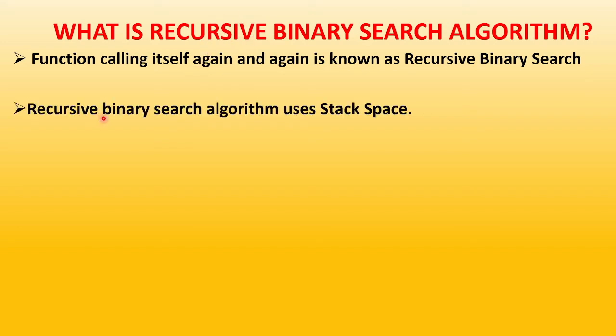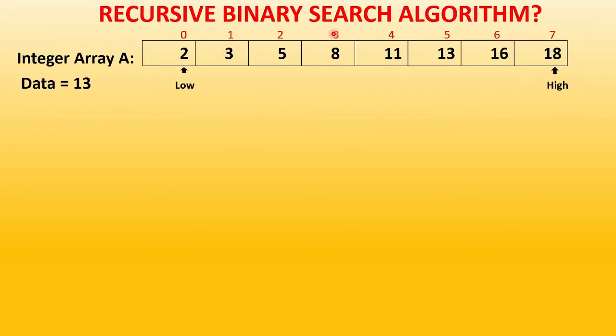a recursive approach. The recursive binary search algorithm uses stack space. When you call the function, an activation record is created for that function inside the stack. So you need stack space in the recursive binary search algorithm as compared to the iterative binary search algorithm. There was no stack space required over there, but here stack space is required. Now we will see the recursive binary search algorithm with an example.